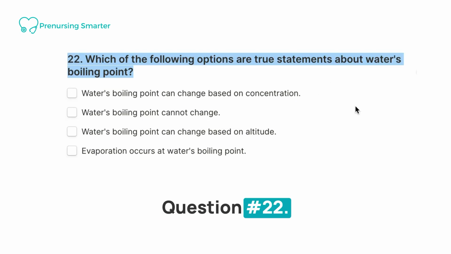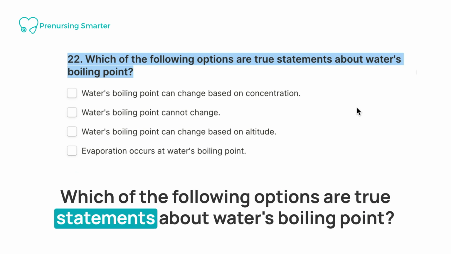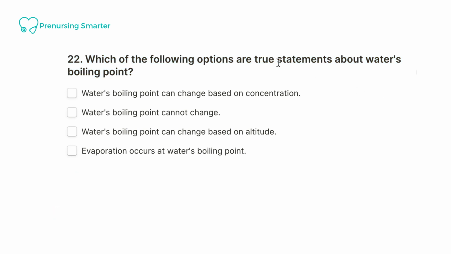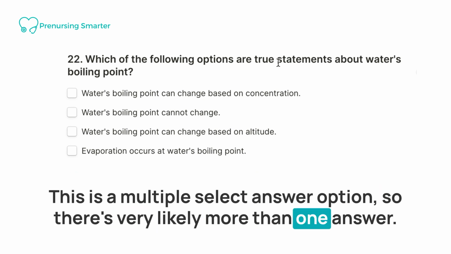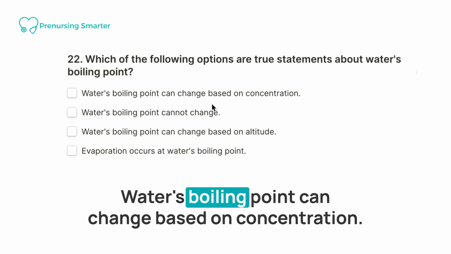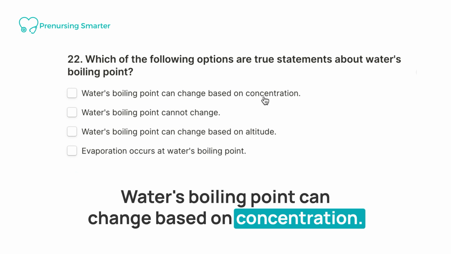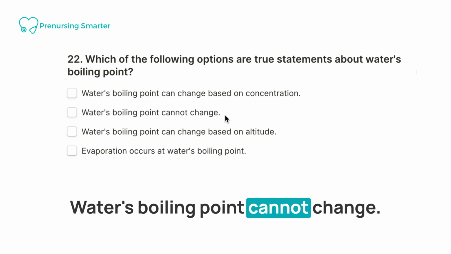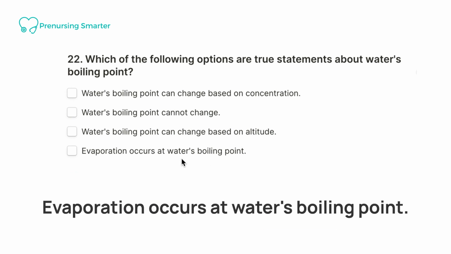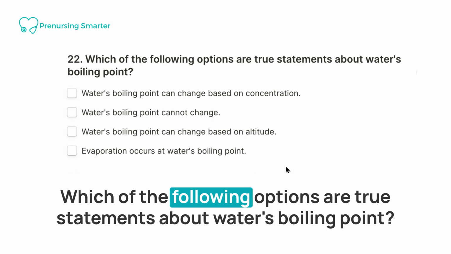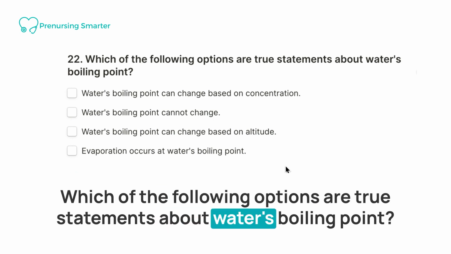Question 22. Which of the following options are true statements about water's boiling point? This is a multiple select answer option, so there's very likely more than one answer. Water's boiling point can change based on concentration. Water's boiling point cannot change. Water's boiling point can change based on altitude. Evaporation occurs at water's boiling point. Which of the following options are true statements about water's boiling point?